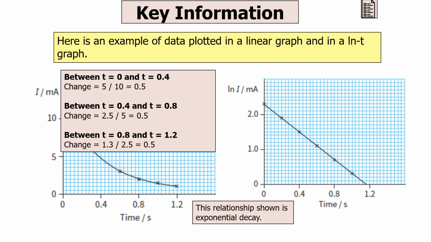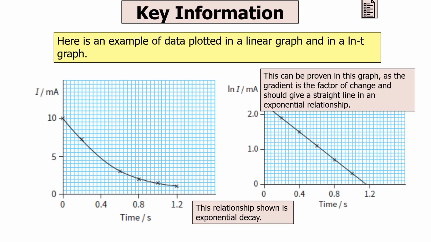Then you do between the same time interval, 0.4 and 0.8, it's 2.5 over 5, again, it's going to be 0.5. You keep working it through. Each time you get 0.5 out. So we can see that because it is the same value each time, it's an exponential relationship. You can also prove it in this graph as the gradient is the factor of change, and so therefore should give a straight line if it is an exponential relationship.